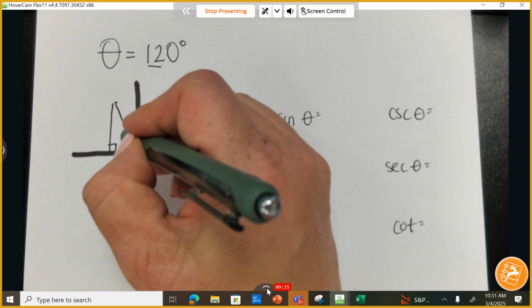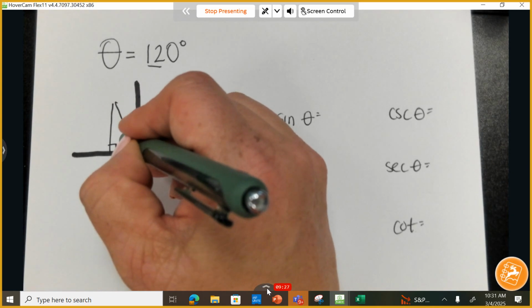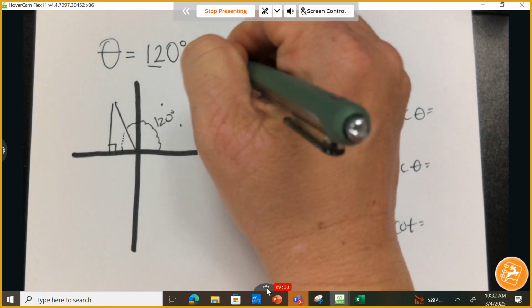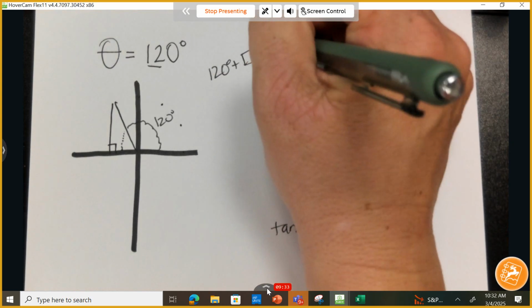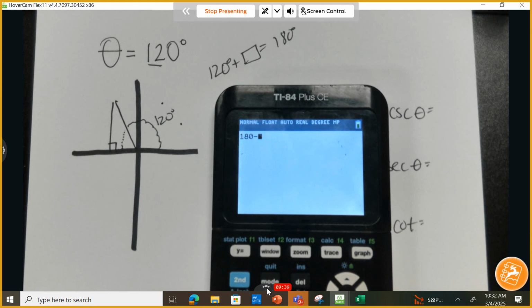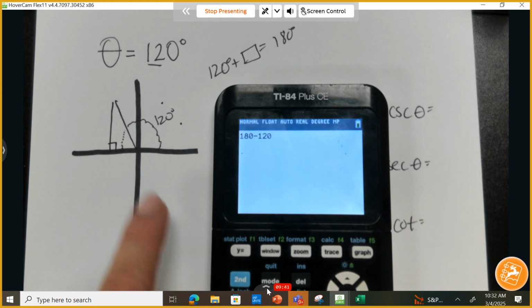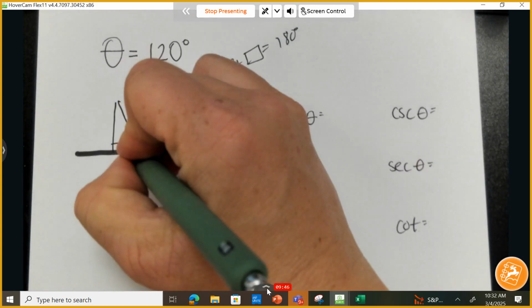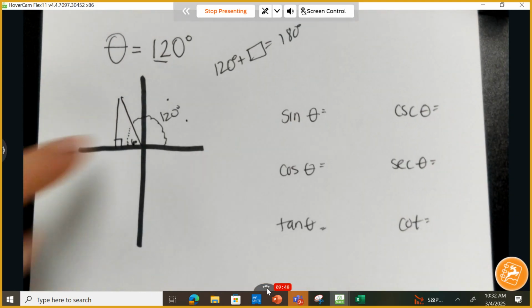So do not say it out loud because I want people to think. What I need to think in my mind is, what do I need to add to 120? So 120 plus what amount brings me back to the x-axis, which is at 180? 60. It is 60, and if you didn't know that, you take 180, subtract 120. Whatever we get is that inside angle. It's called the reference angle. So 60 degrees. This is 60. So I'm going to redraw this triangle.